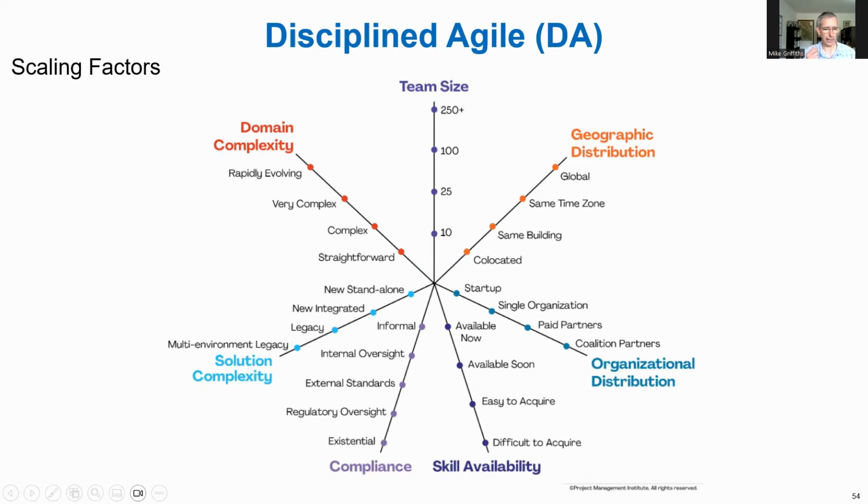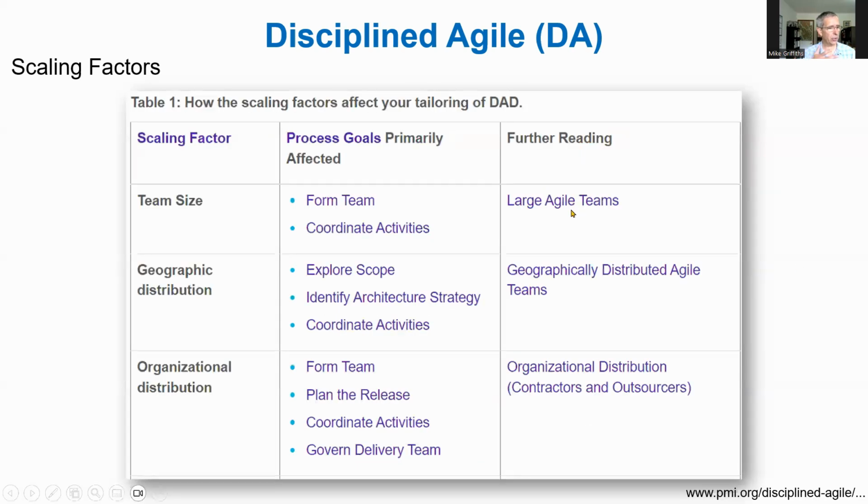And if you were to look at the model and click on it, it gives you links. So it's pages of static text that talk about as team size increases, your form team or team activities, you might want to look at the large team guidance, right? So it's kind of static, but there's lots of good information in there.